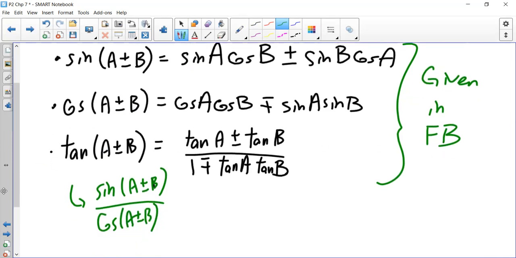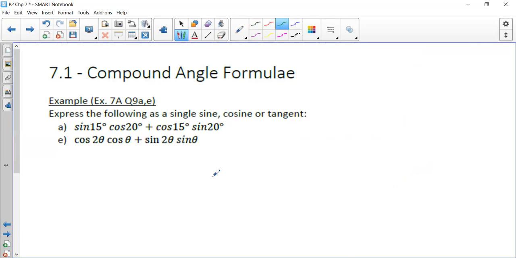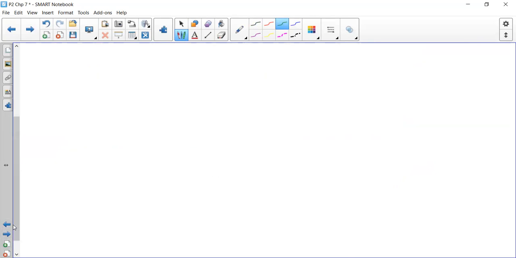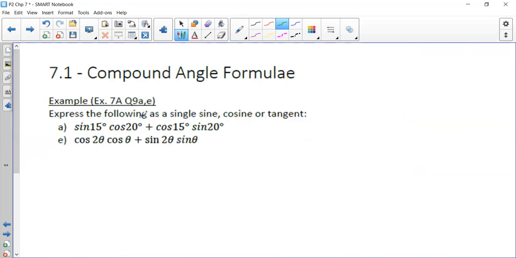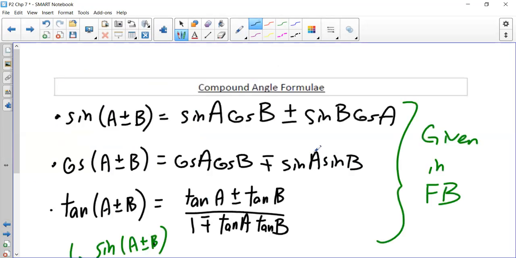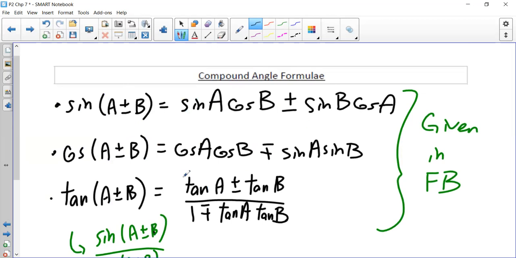No, formula booklet. Given a formula booklet. Next example. I would like you to have these formulas next to you so you can refer to them. Example: express the following as a single sine, cosine, or tangent. Question A: sine 15 degrees cos 20 plus cos 15 sine 20. Now I would like you to think about which one it relates to.